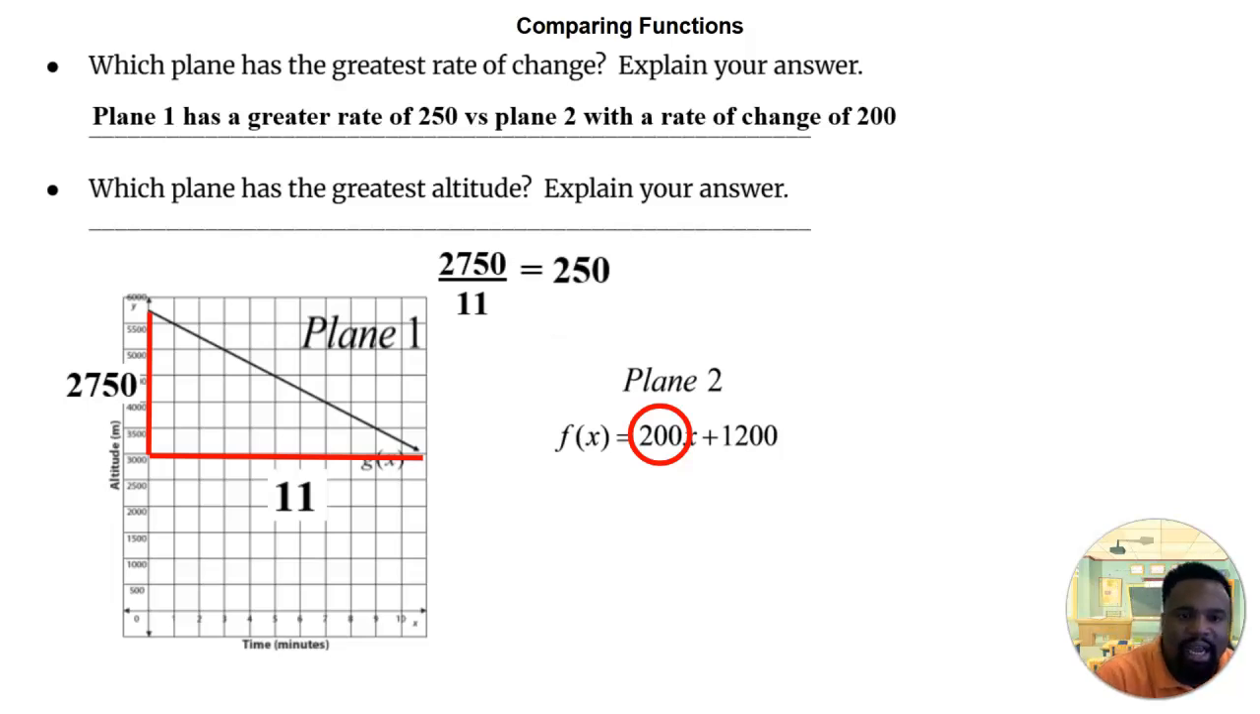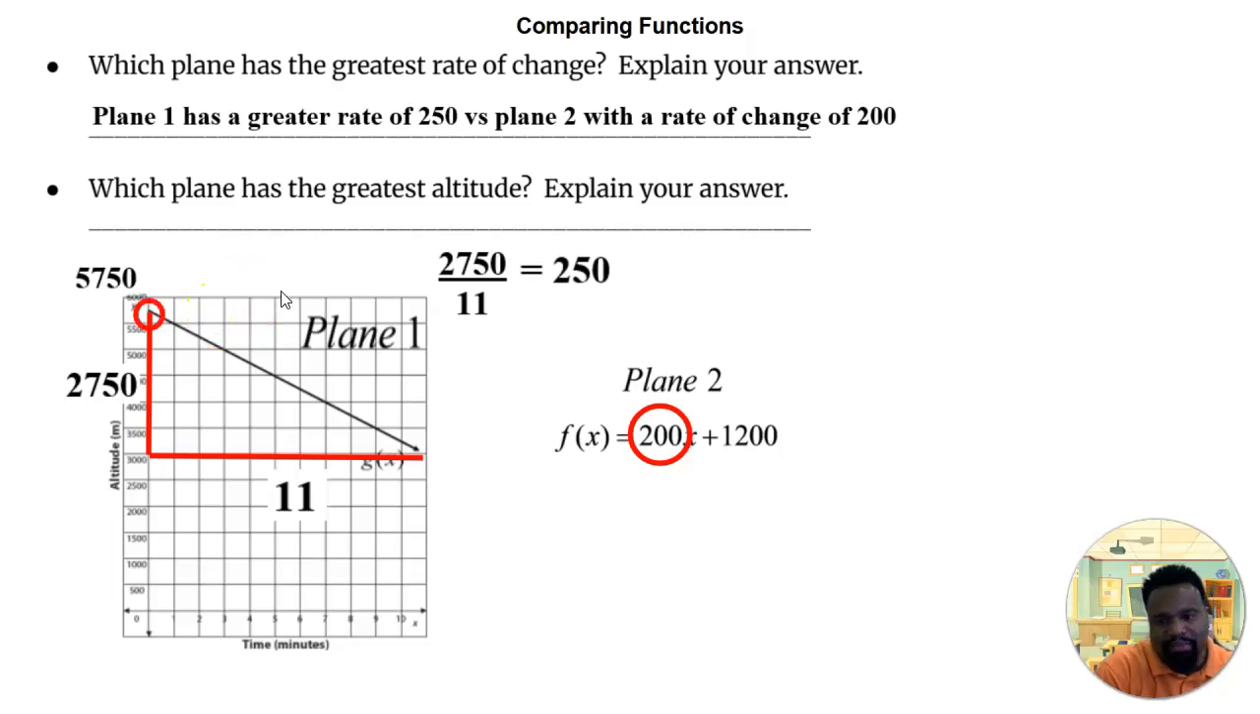All right, now let's look at the greatest altitude. Here we're talking about the y-intercept. All right, look at graph 1 or plane 1. It crosses the y-axis here. So between 5,500 and 6,000, we can say this. If it's halfway, we could say maybe 5,750.